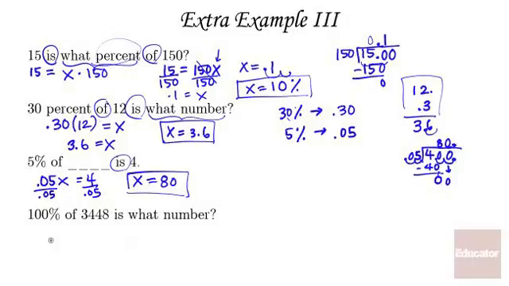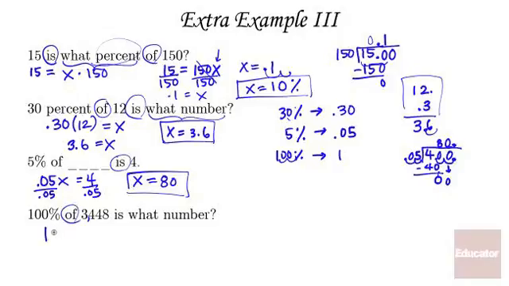And the last one, 100% of 3,448 is what number? They're asking for 100% of this number. 100% is all of it, is the whole thing. So 100% of this number is just this number. If you want to solve it out, how we solved the rest of them, 100% as a decimal. Again, move the decimal point over 2 spaces. That becomes 1 or 1.0, which is the same thing as 1.